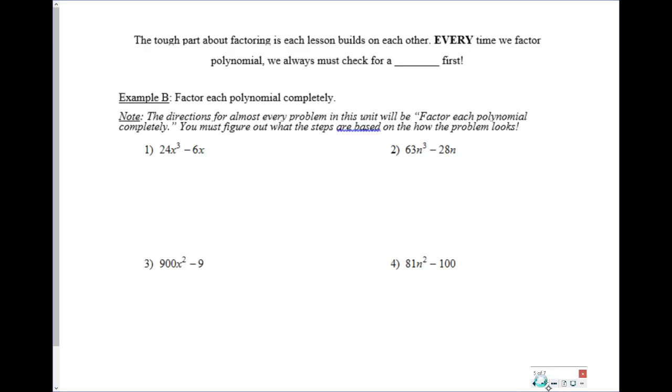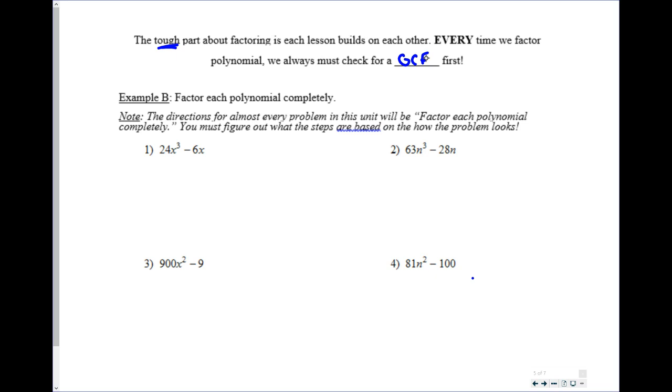The really tough part about factoring is that each lesson builds. Every single time we factor something and reverse that process, we always have to check for a GCF first. I don't care what you're factoring. I don't care if it's a difference of perfect squares. I don't care if it's something we have later in this unit. You always have to check for a GCF.